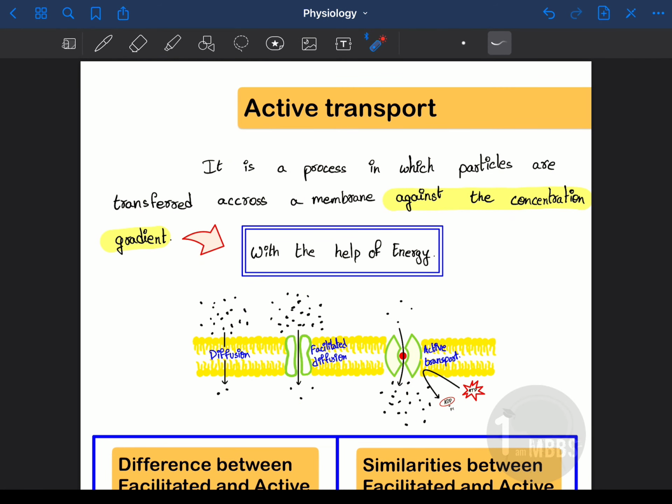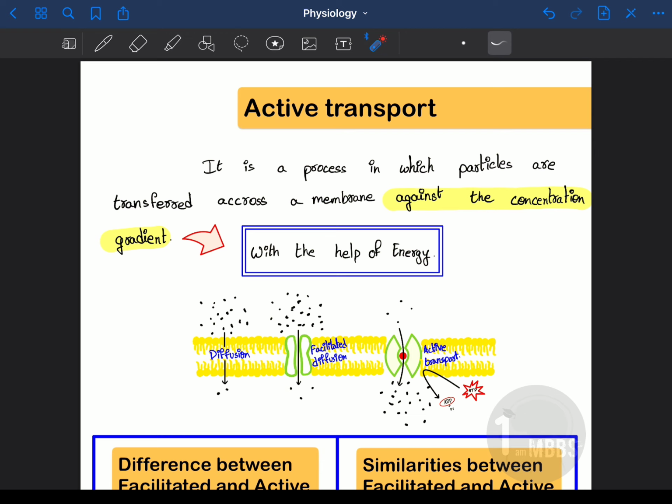Hi, in this video we are going to talk about active transport. Basically, what is transport? Transport is nothing but the movement of substances from one place to another. In our body, movement of substances such as water, nutrients, electrolytes and even waste products occurs.